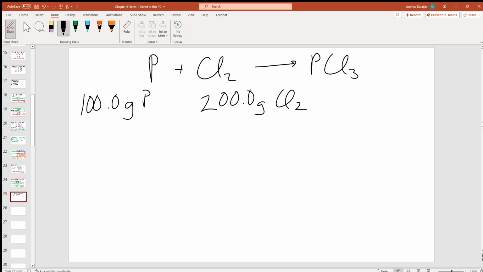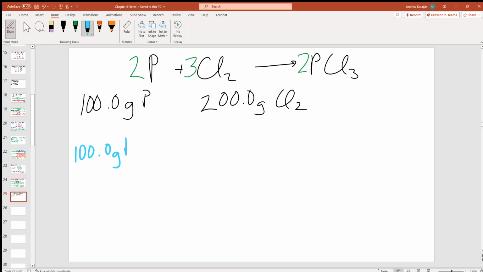So what's our first step here? Hopefully you said our first step is that we need to balance our equation. All right, so we've got 2 different calculations that we need to do. We're going to do the phosphorus calculation and the chlorine calculation. So let's do phosphorus first.